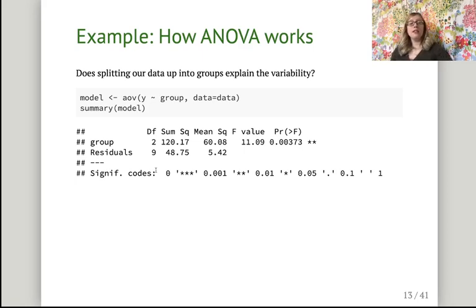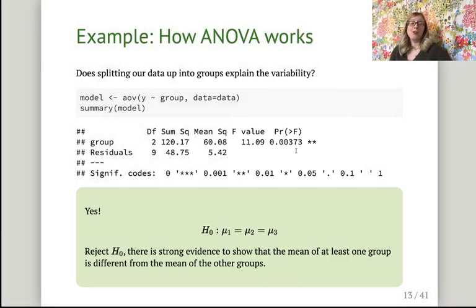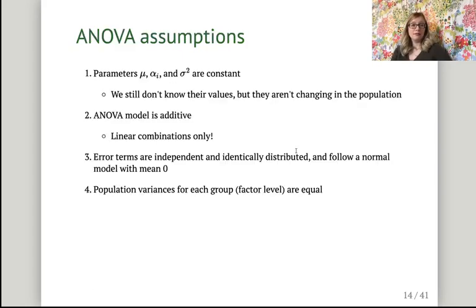So we fit this ANOVA model using the aov function in R, aov for analysis of variance. We'd like to see how our Y variable depends on the groups. We get a p-value of 0.004. So yes, it looks like there is strong evidence to show that the mean of at least one group is different from the mean of the other groups. That's basically how ANOVA works.